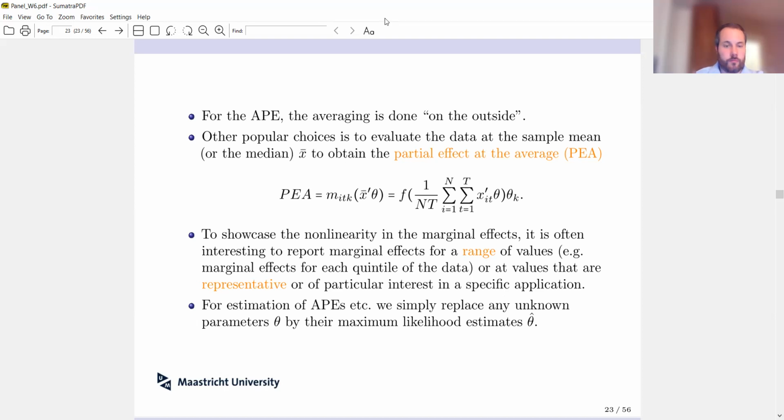And yeah, whenever you have to estimate the APEs and all this kind of stuff, wherever you see a theta, you put a hat on it, which means you just replace it with the MLE. That's as simple as it gets, I think.